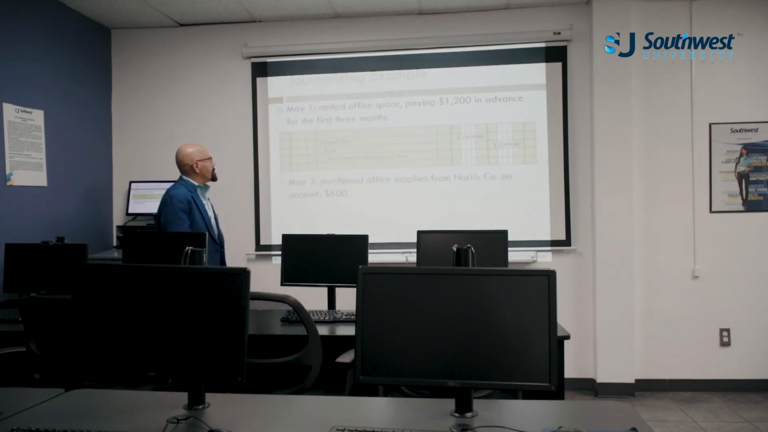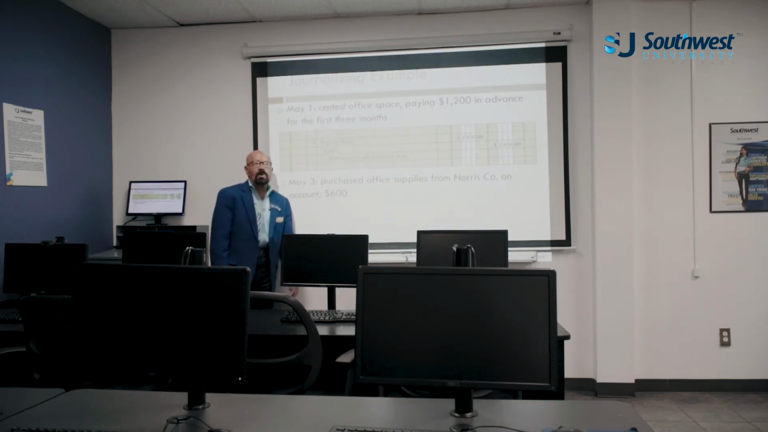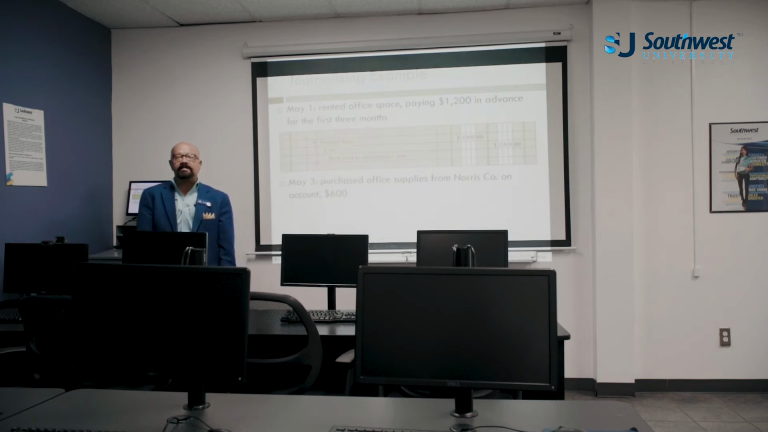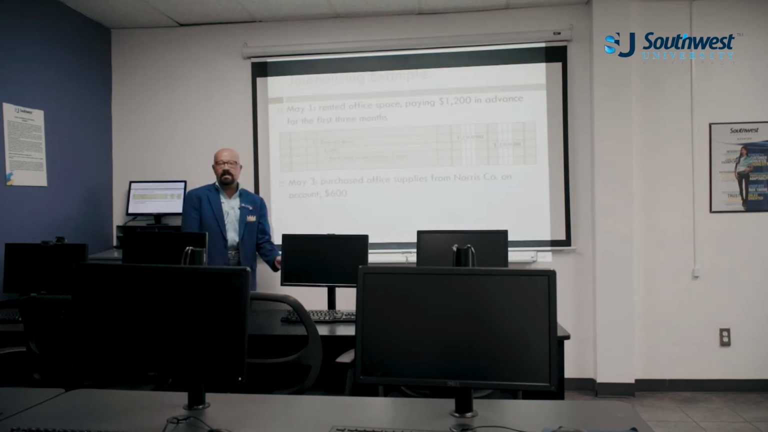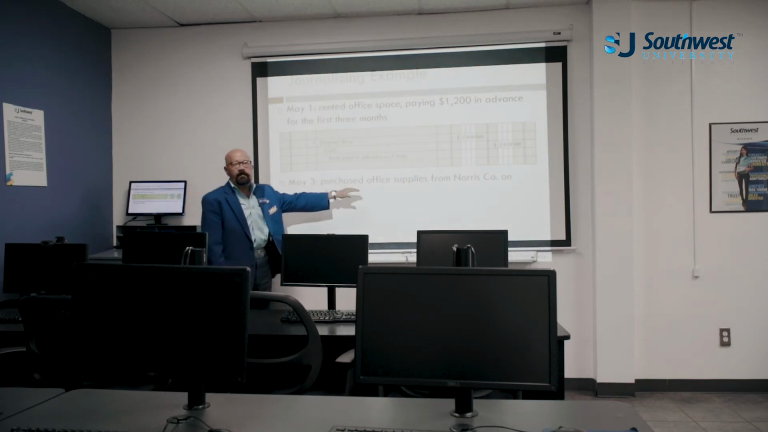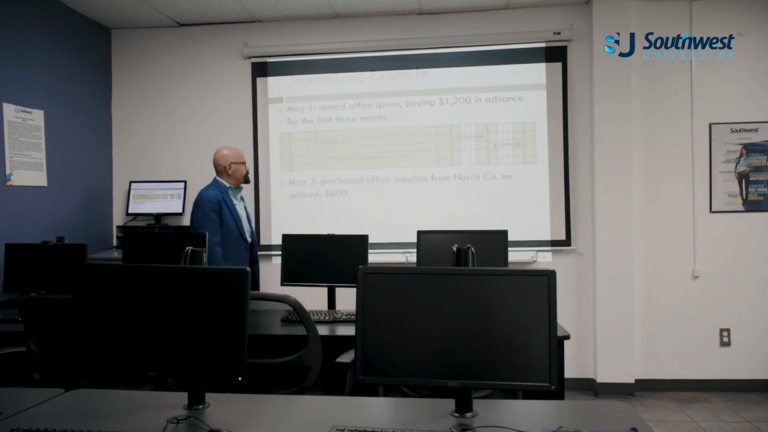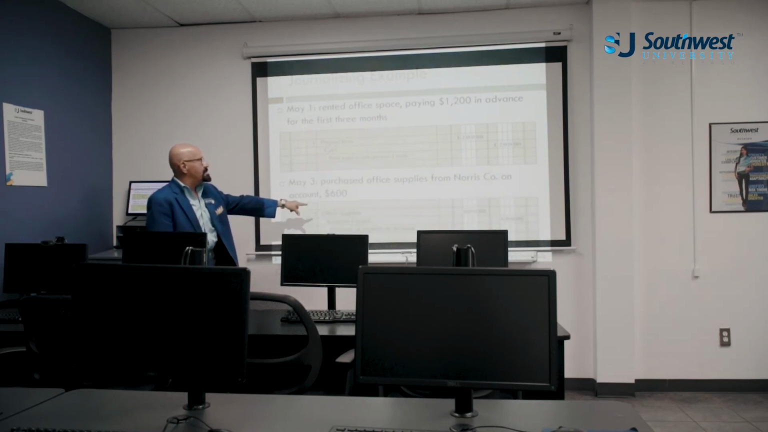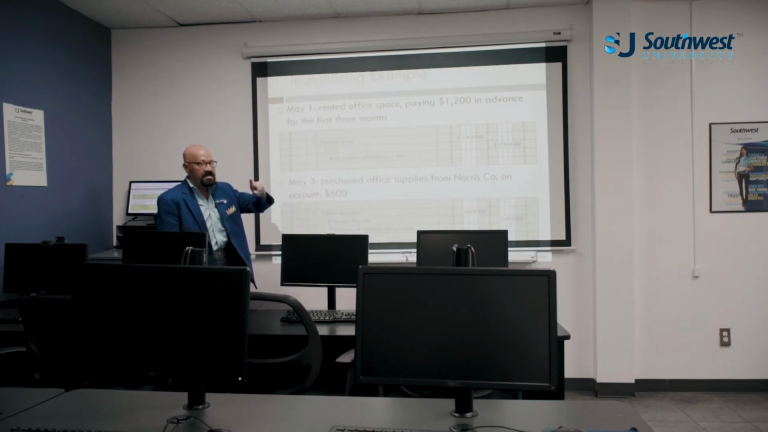Okay? May 3rd, purchased office supplies from Norris Company on account for $600. Now, for our purposes, we're going to treat office supplies as an asset. Now, that's very common, especially with really big companies. I can't imagine how much office supplies General Motors has. So they treat it as an asset because they're spending thousands of dollars a month on office supplies. Okay? So, for our purposes, office supplies is an asset. So, office supplies, $600 because it's an asset.